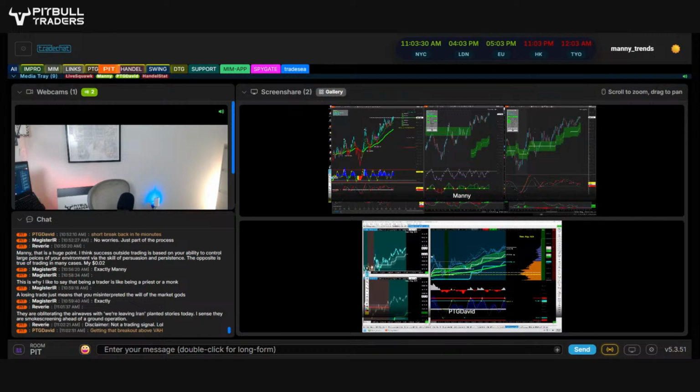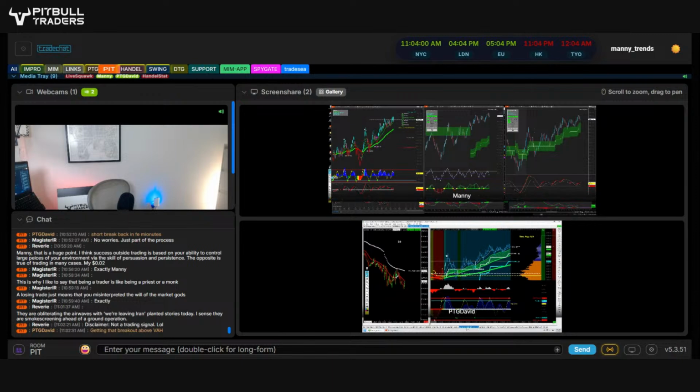Okay, thanks. Yeah, we get that breakout we were looking for above the value area high. So now odds at least favor a retest of the overnight high, and then possibly further range expansion beyond that. So we'll take a look at how that unfolds here.